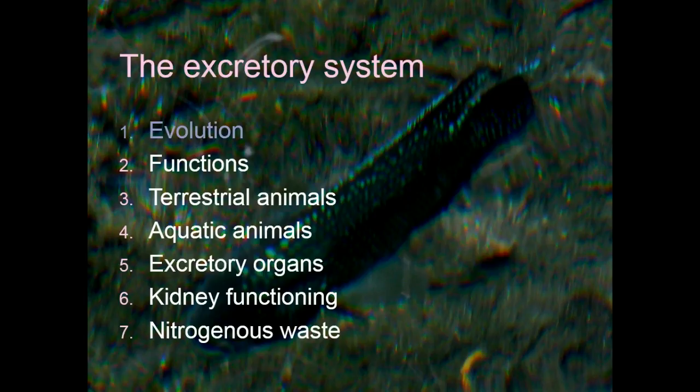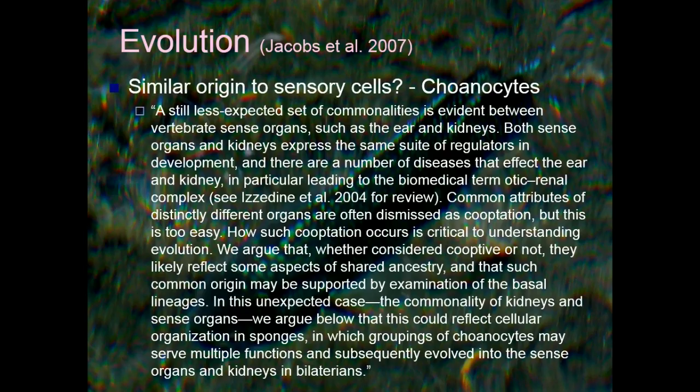Now let me start with evolution, and I really do not want to talk too much about this point, even though it is insanely interesting. But I want to read a quote to you from a publication that I have used before in this class. Remember when we talked about the origin of the sensory system, we learned that sponges have certain patterns of gene expression that we also find in sensory systems, and that some of these patterns of expression are particularly related to choanocytes.